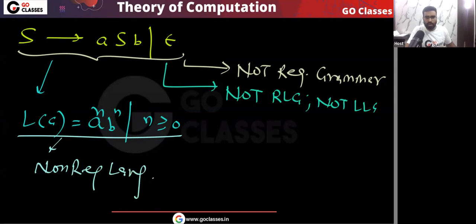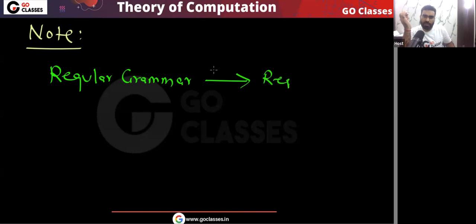Okay, understood. So I hope this point is clear, that a non-regular grammar can generate a regular language or it can generate a non-regular language. Is this point clear? So this is the note. So far what we have seen is that if you have a regular grammar, then definitely the language will be regular. You don't even have to check, the language will definitely be regular.